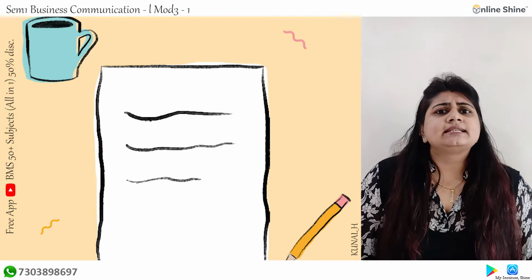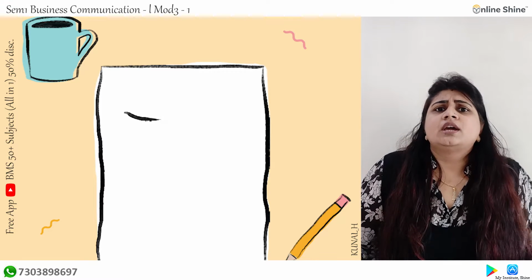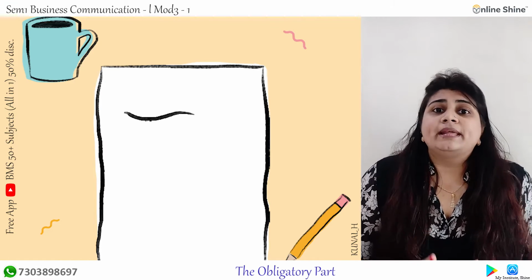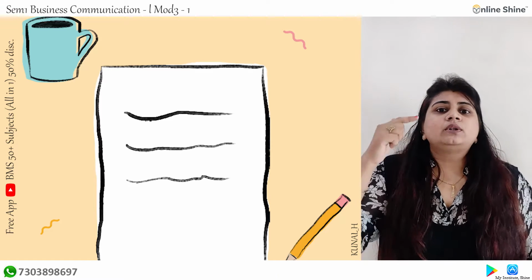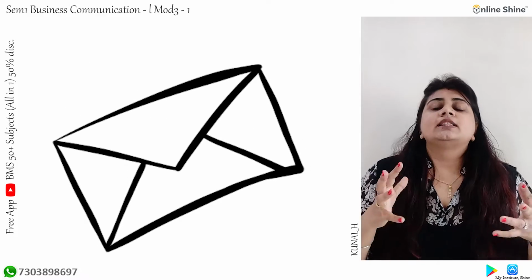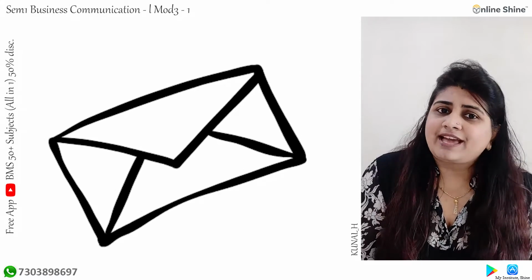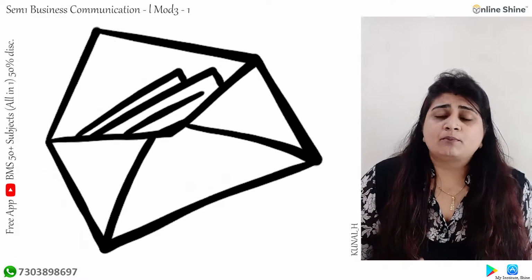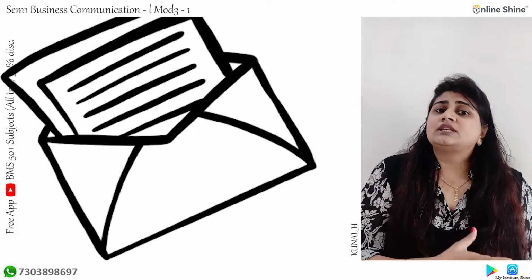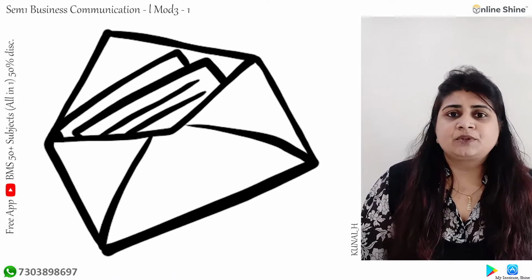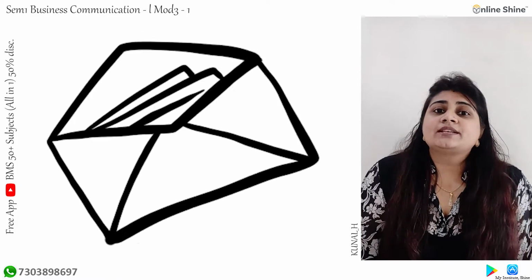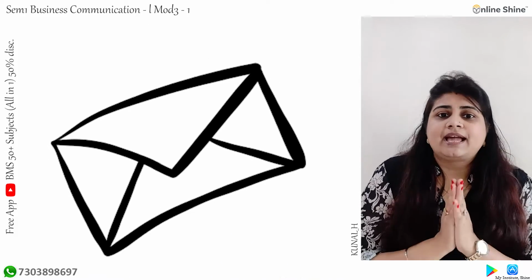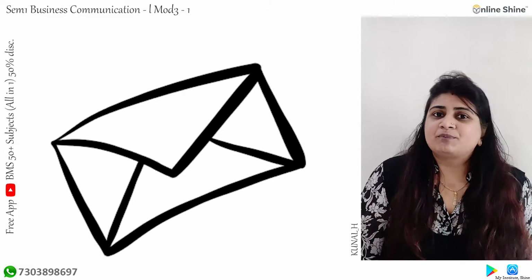Now, broadly speaking, a business letter can be divided into two parts. One is the obligatory part, that is the compulsory part. Without these certain heads in the business letter, the letter is incomplete. And then we have what is known as the optional part. Depending on what kind of correspondence we have to communicate with the receiver, we can use these particular parts to complete the business letter. So let's start with understanding the 7 important parts that are the compulsory parts of a business letter.